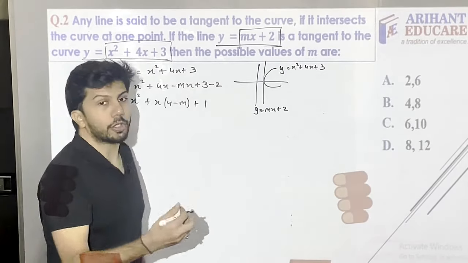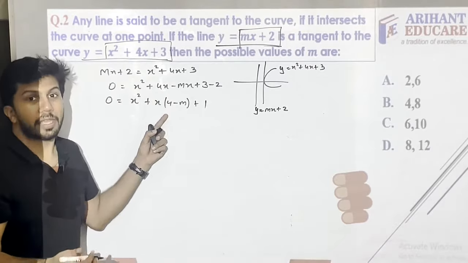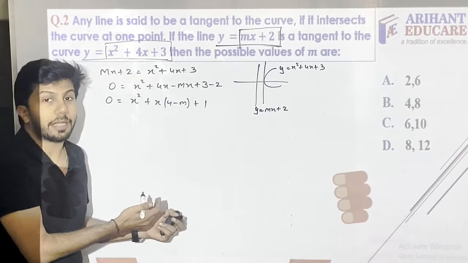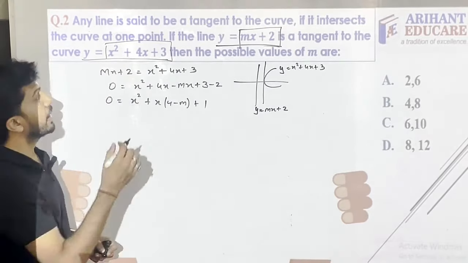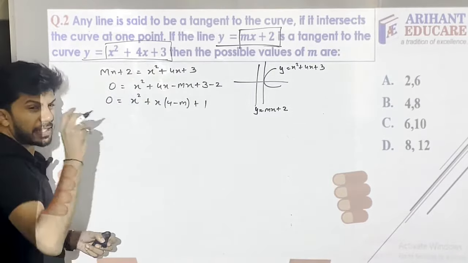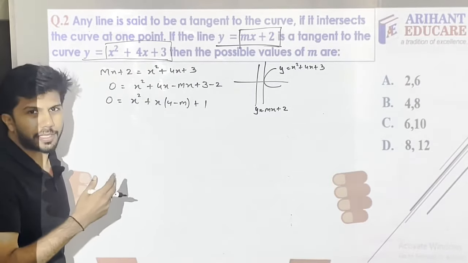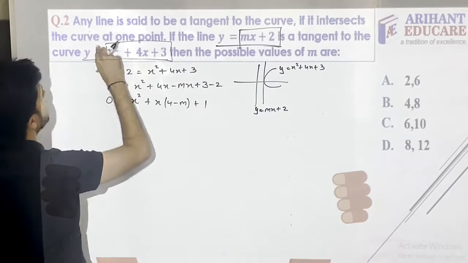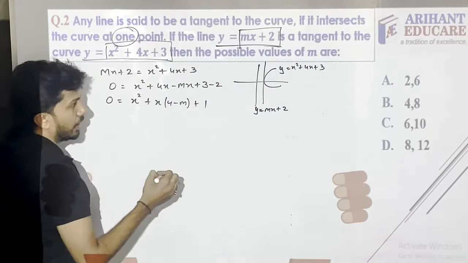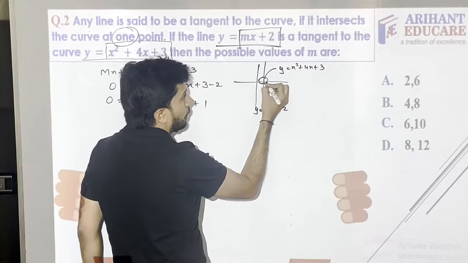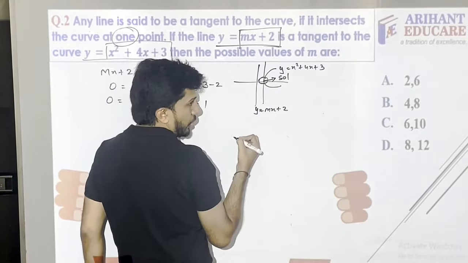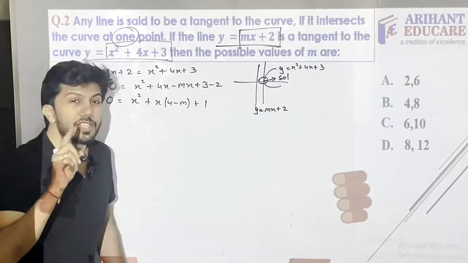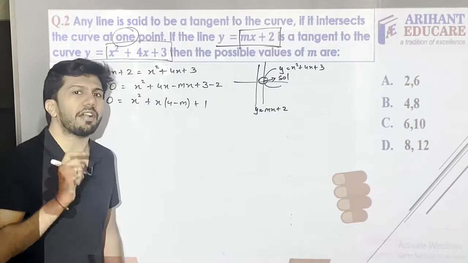Now, what do we do ahead? We cannot factorize this. Even if we use the formula, we still get a variable and we don't get the value of m. The key is in the question itself. There is a big hint dropped. Did you notice? They have said any line is said to be a tangent to the curve if it intersects the curve at one point. When two lines intersect at one point, that point is considered to be the solution. So they are saying that there is one solution. When do we have one solution?